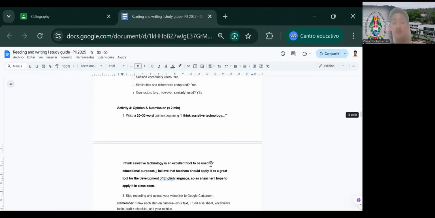Finally, I am going to tell my opinion about assistive technology. I think assistive technology is an excellent tool to be used for educational purposes. I believe that teachers should apply it as a great tool for development of English language for people with disabilities. So, as a teacher, I hope to apply it in class soon.